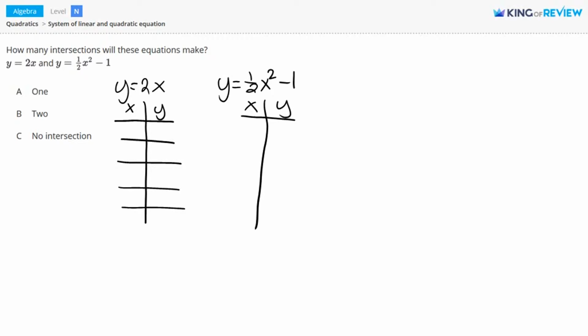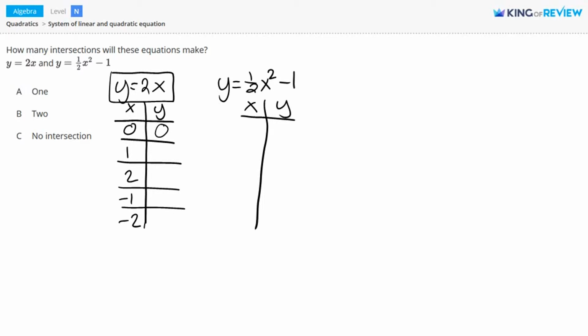For this first equation, I'm going to choose the points 0, 1, 2, -1, and -2 for the x values. You can choose whichever x values you want. Now I'm going to plug in each of these x values into the equation y equals 2x, and then I'll solve for y. When x equals 0, I have y equals 2 times 0. This gives me a y value of 0. So the point 0, 0 is on my graph.